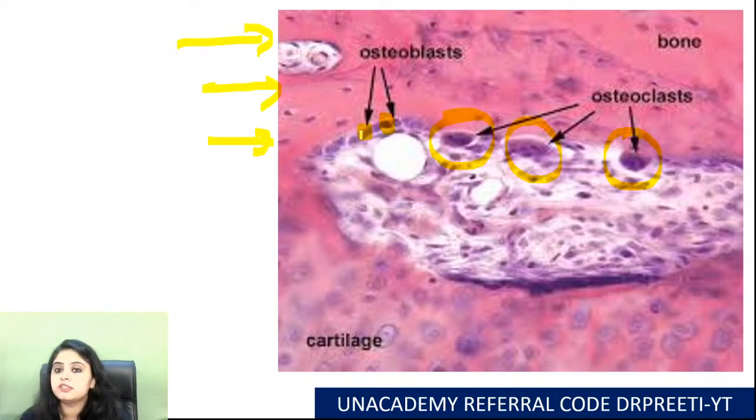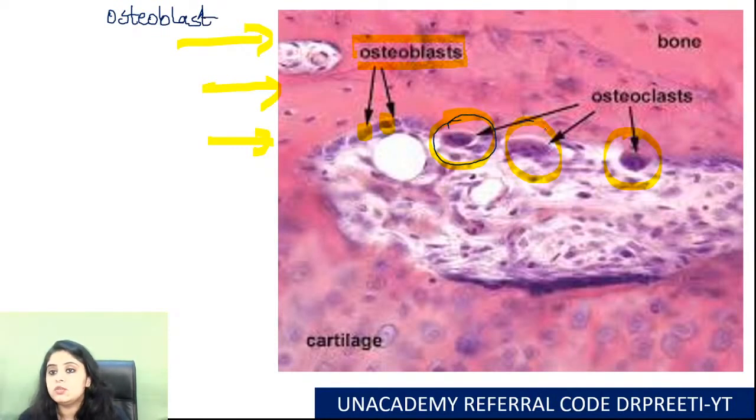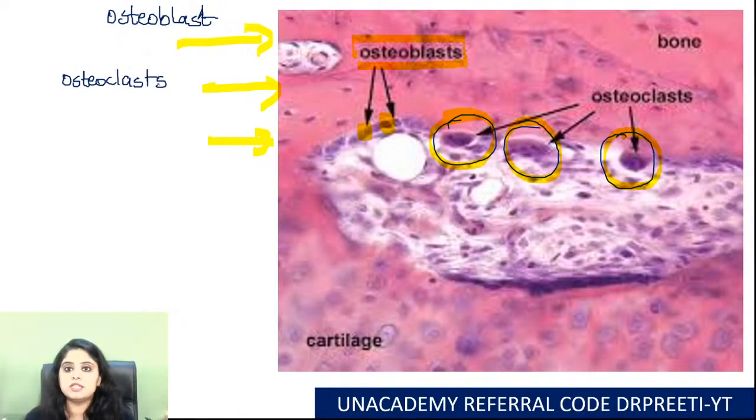So the single nucleus ones are known as the osteoblasts. They are the osteoblasts because they are going to form the bone. On the other hand, we have these multinucleated cells which are going to break the bone, and these multinucleated cells are known as osteoclasts. So these are the two types of cells, mononuclear and multinucleated.